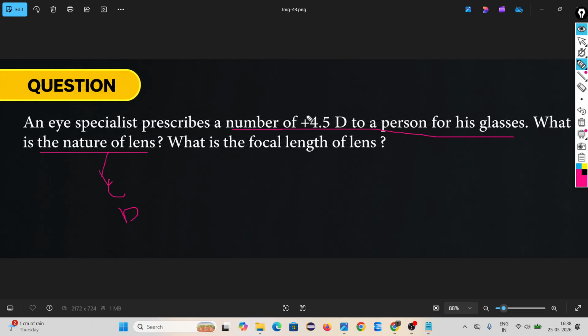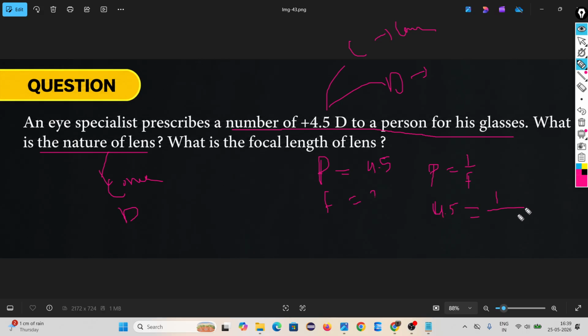If power is plus, which type of lens is it, converging or diverging? Converging means it is convex. But you have to find the focal length. P is given, 4.5. We have to find F. What is the formula? P equal to 1 by F.